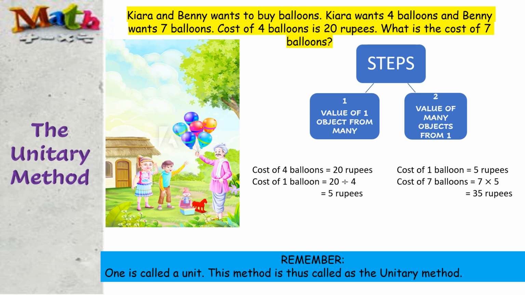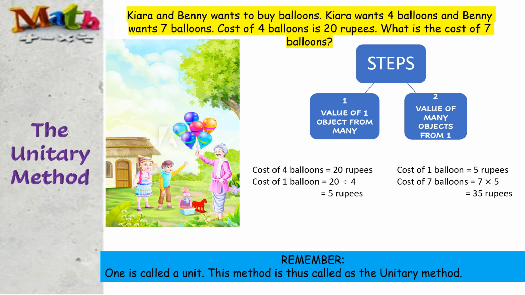Second method is value of many from 1. That means now we have received the cost of one balloon. Now how much does Benny want? He needs 7 balloons. So one balloon is 5 rupees, so 7 balloons will be 7 into 5, 35 rupees. So by using both these methods together, we help Benny in finding the cost of 7 balloons.